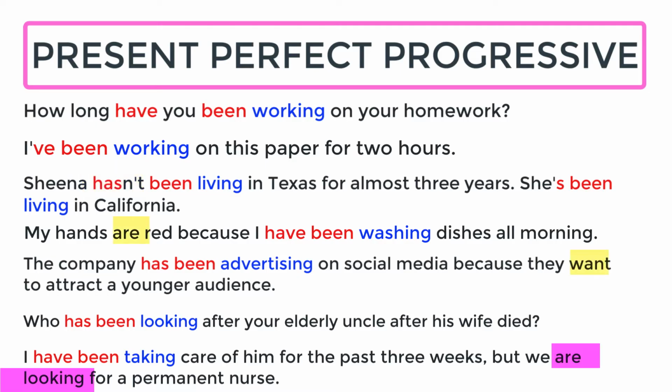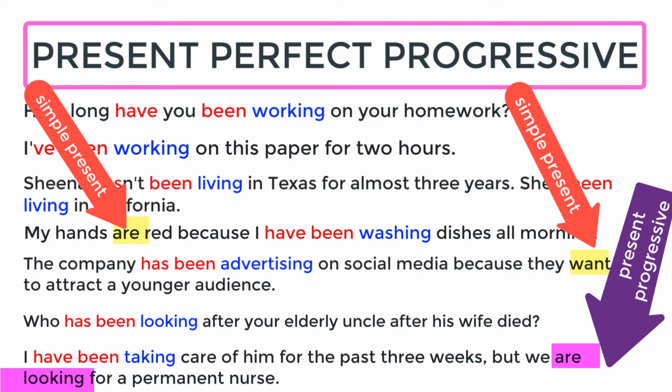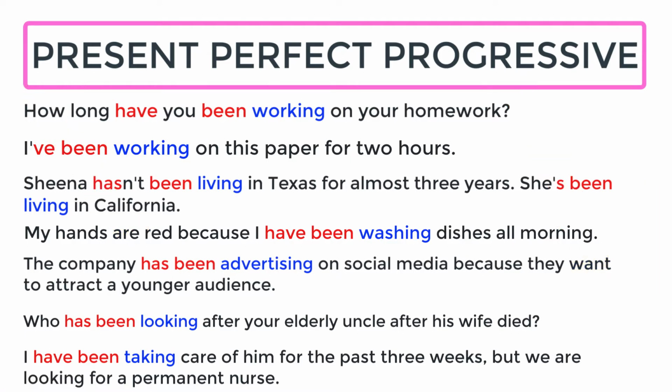Also notice when there are 2 actions, the second action is in the present tense. The present perfect progressive shows examples that started in the past and continued up to the present moment. Again, notice that adverbs of time and prepositions of time are also used for this tense.